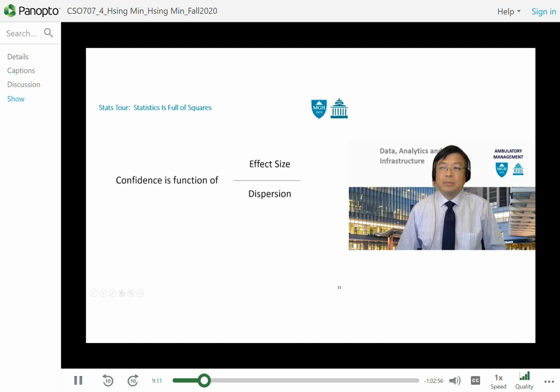Well, there are two things we know, right? First of all, we know that this increases disproportionately fast as you look at outliers. Outliers have a disproportionate impact on dispersion. And secondly, when you divide one number by another number, the denominator, the number on the bottom, has a huge impact on the quotient. So confidence is hugely influenced by outliers.